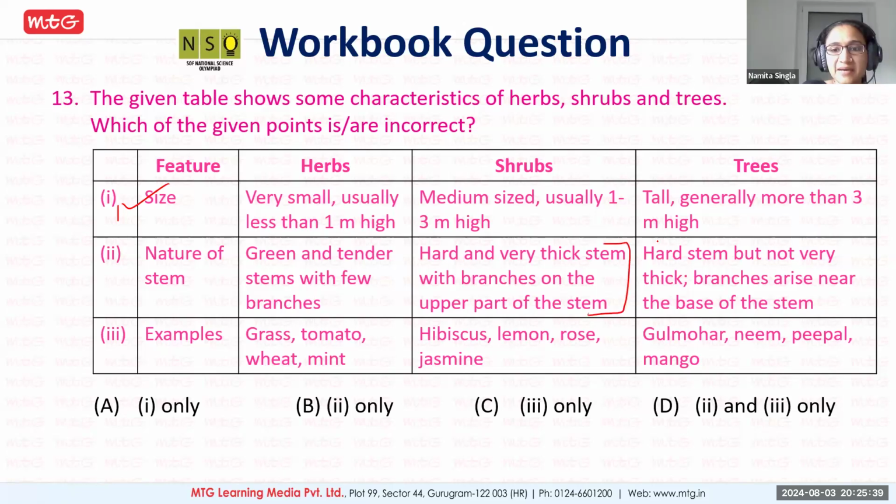Yes, so these features they have written the other way around. This should come here and this should come here. This is wrongly mentioned here. Examples are, yes, these are herbs: grass, tomato, wheat, and mint. These are shrubs and these are trees. So we have the second difference only, which is the incorrect one. So B option is correct here.